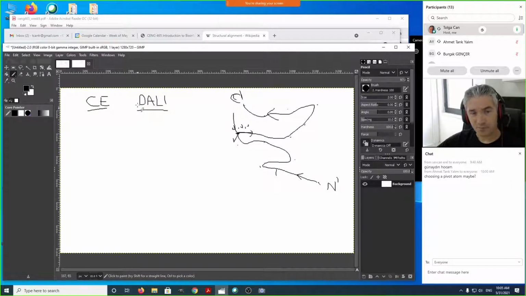DALI uses what we call intraatomic distance matrices. Intraatomic distance matrix means that between every atom here, just like the idea of choosing a pivot, which one of those are we going to choose as a pivot? Why not fix a pivot? Compute the distances between every pair of atoms here.